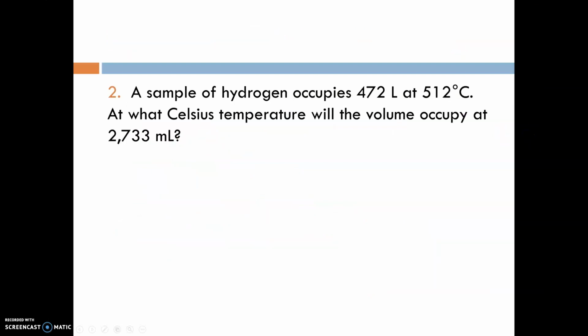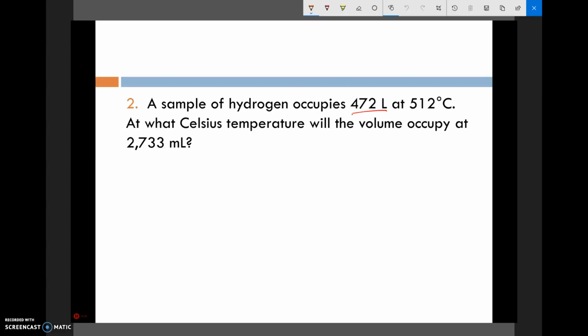Okay, right here, a sample of hydrogen occupies 473 liters at 512 degrees Celsius. At what Celsius temperature will the volume occupy at 2,733 milliliters? So this is another value. Okay, let's go ahead and assign liters. That's definitely volume. At degrees Celsius, that's temperature. So we're going to make these ones. Celsius temperature, that's our second temperature. So that's our unknown. And then that correlates with this 2,733 milliliters, which is our V2.